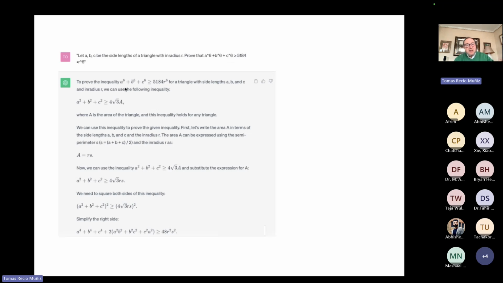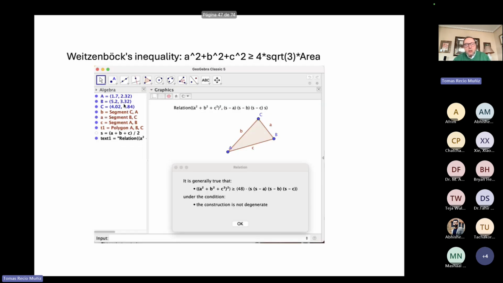ChatGPT starts answering, and it says we have this inequality. Then I am not sure if this inequality is true or false. I would like to verify if it is true or false, where A is the area of the triangle. So I could go to GeoGebra Discovery and ask, please tell me if this inequality is true or false.